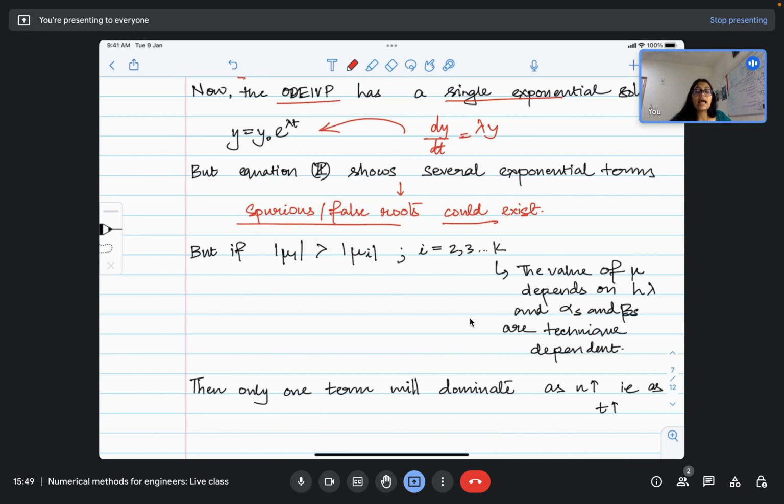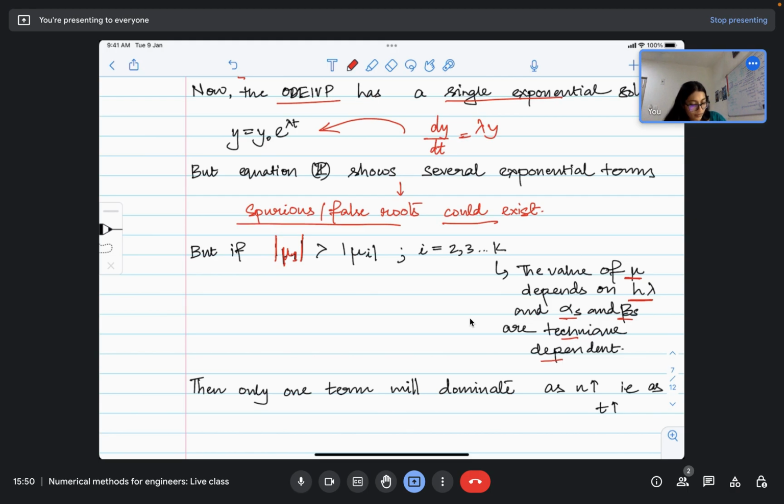still this particular algorithm can be used to evaluate the solutions of the ODE IVP if the mu value, which is actually the true mu value, is greater than all other mu values. If that happens, then this technique can still be used. And it is important to realize that the value of this mu basically depends on this h lambda value. We will see in a graph how it depends on the h lambda value. And these alphas and betas are basically technique dependent, whichever technique we are using.